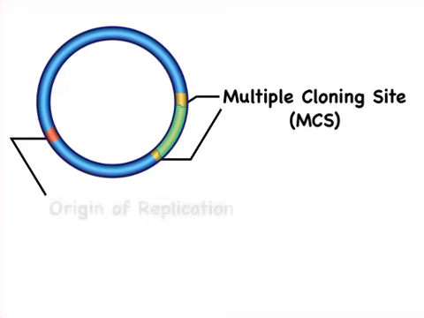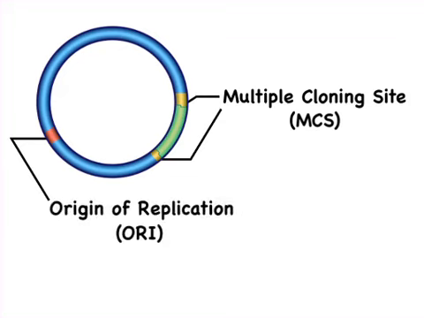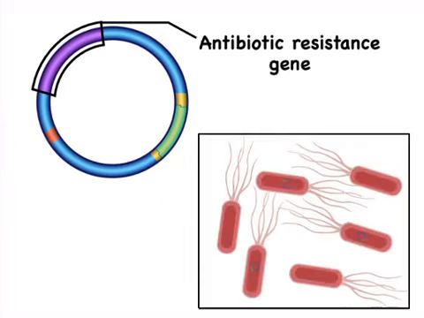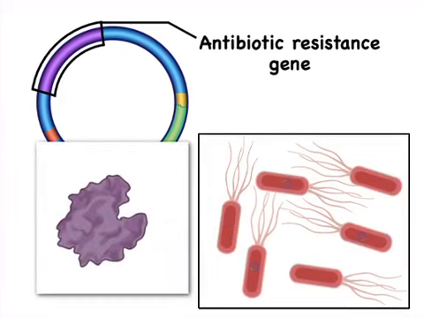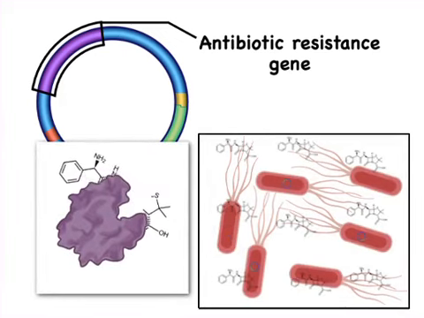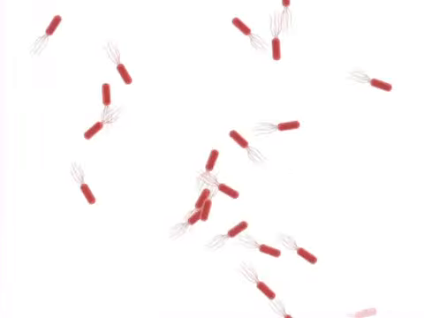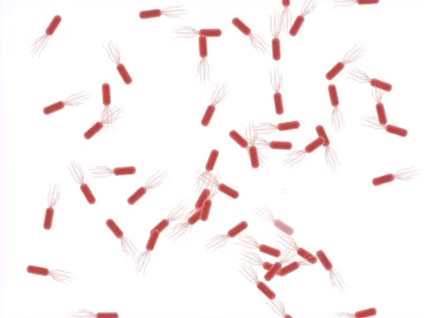Plasmids also contain an origin of replication, or ORI, that provides information to the cell as to where replication of the plasmid should begin. In addition to the origin of replication and multiple cloning site, most plasmids will include an antibiotic resistance gene. This gene confers antibiotic resistance to all cells that contain the plasmid, allowing those cells to survive in antibiotic-containing media.